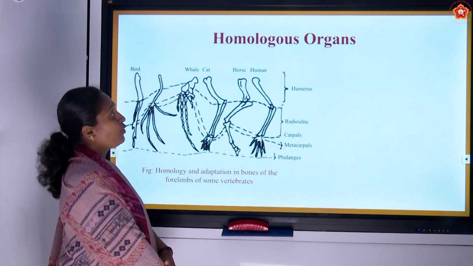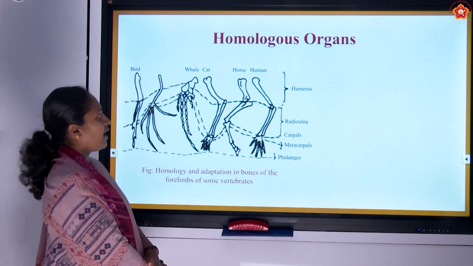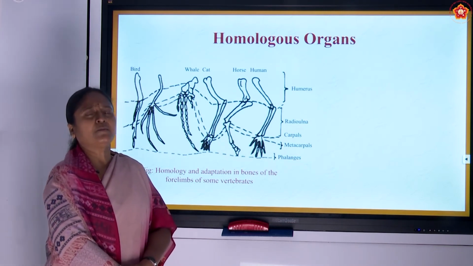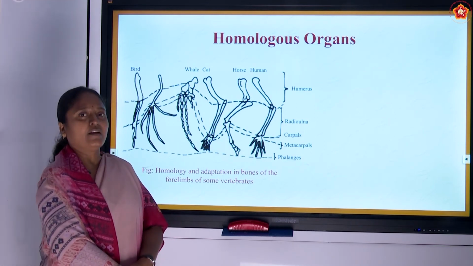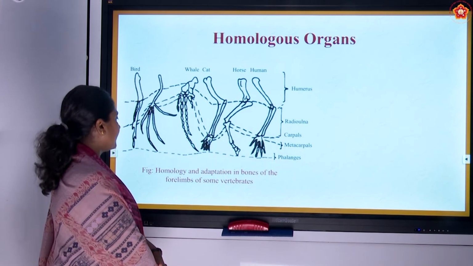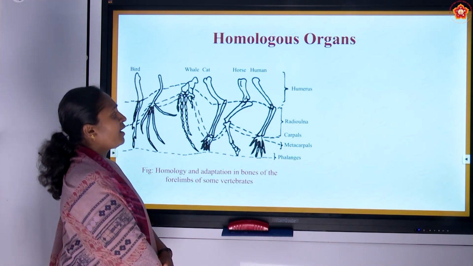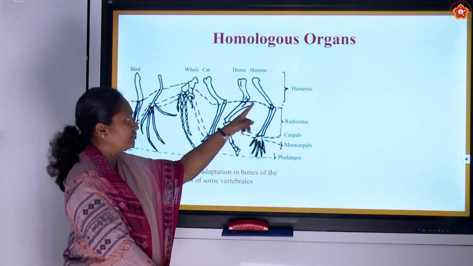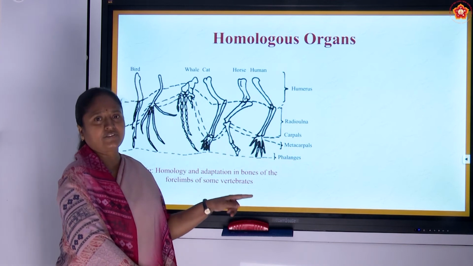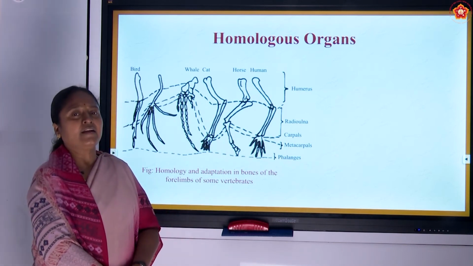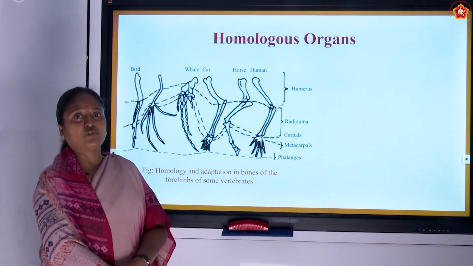Then we will see what is a homologous organ. The homologous organ is the organ which is present in all the organisms, but it does different functions. For that we take an example like the forearm of a human being. Can you see the forearm of the human being? We can see a hand-like structure. What is the function of a hand? Using that we can grab things, and we can do so much work, right?